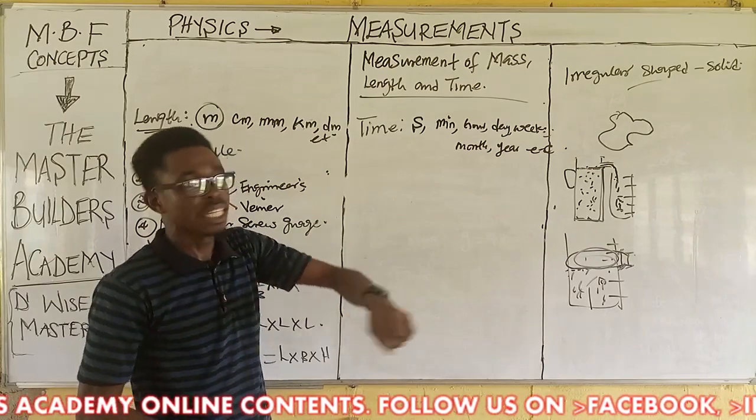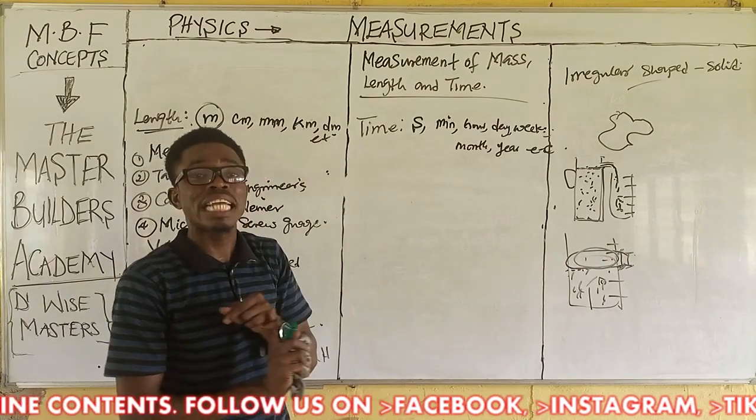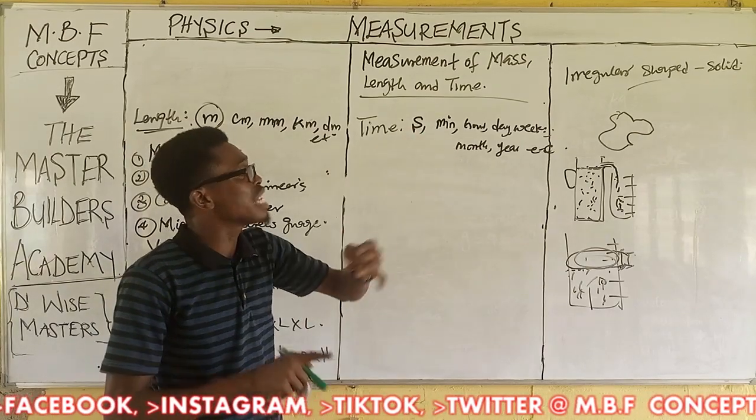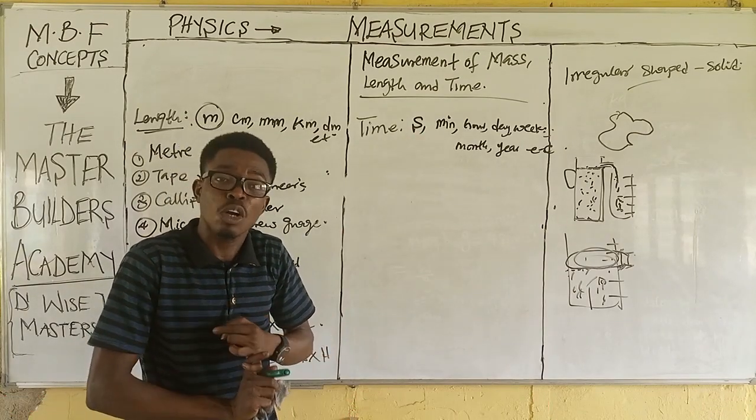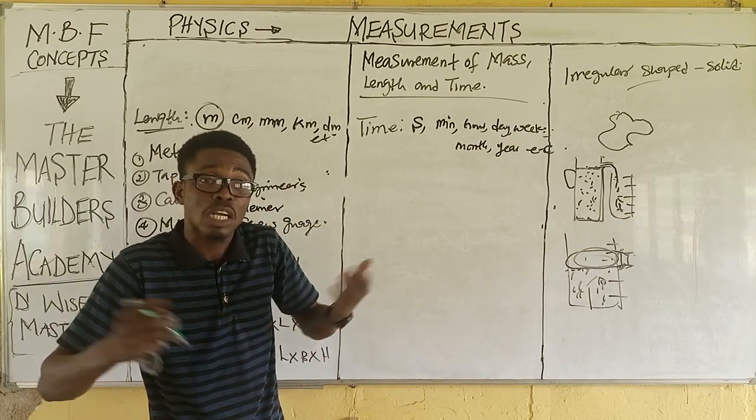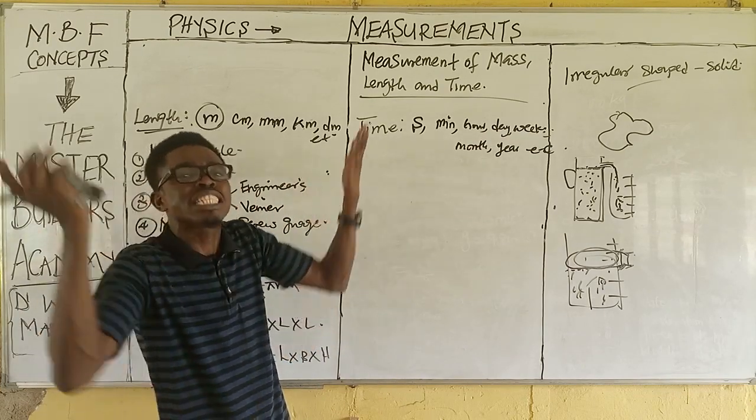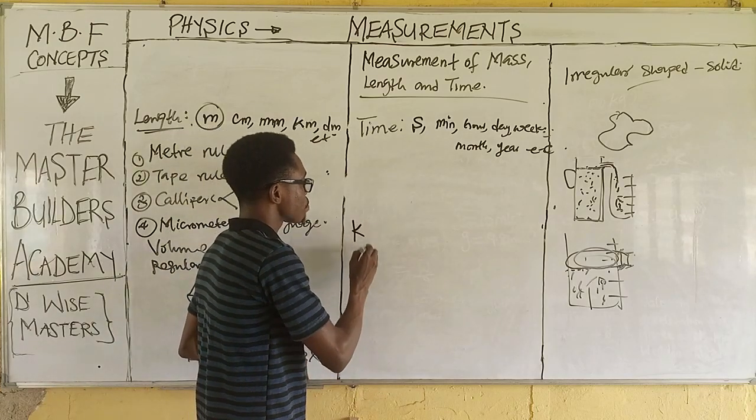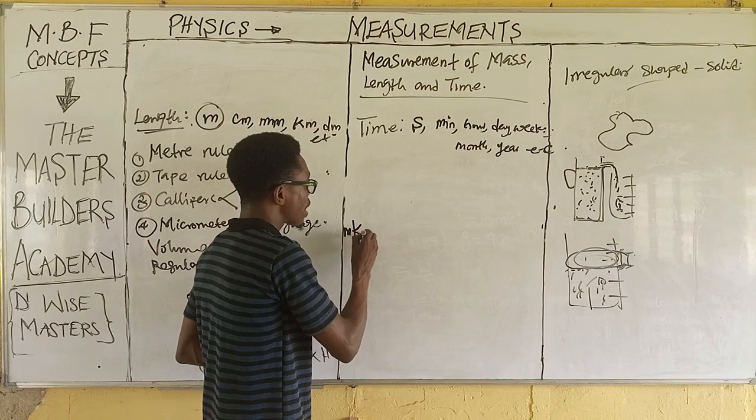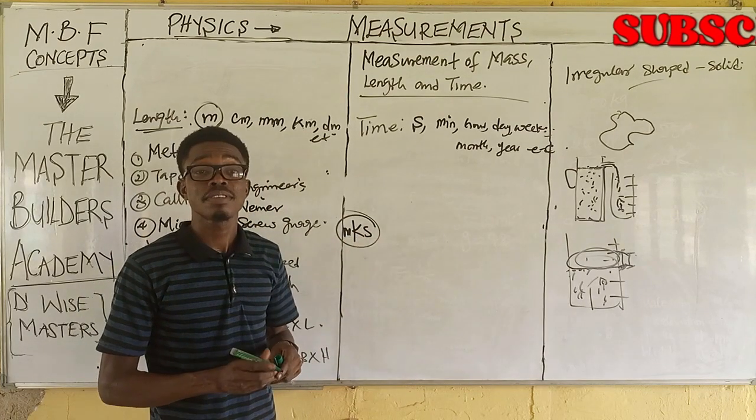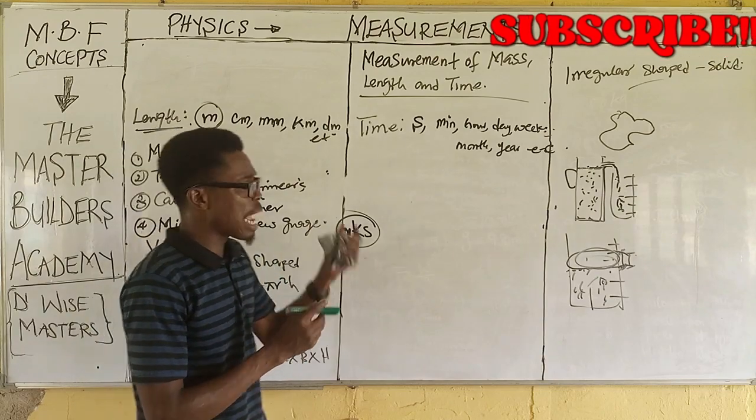But guys, listen carefully. If you are given the unit of measurement in minutes, you must convert to seconds before you make use of it. If you are given in hours, you must convert to seconds before you can make use of it. If you are given in days, you must convert to seconds before you can make use of it. This is what is accepted, because we accept kilogram, meter, seconds.